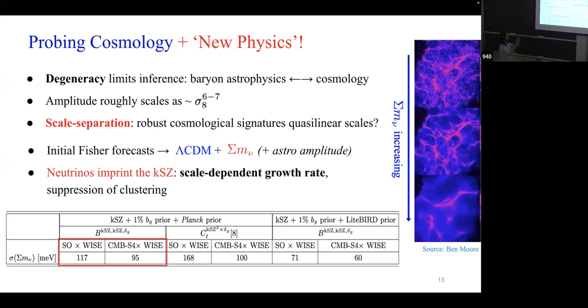So we did initial Fisher forecasts for ΛCDM plus the sum of neutrino masses and a nuisance parameter for the astrophysical uncertainties, which scales the overall amplitude. And these are the initial Fisher forecasts that we got. This is in meV for SO cross WISE. For both of them, we get around 100 meV. And here I've only assumed a primary Planck prior. There is no other prior applied. So there's no BAO prior or lensing prior applied here.